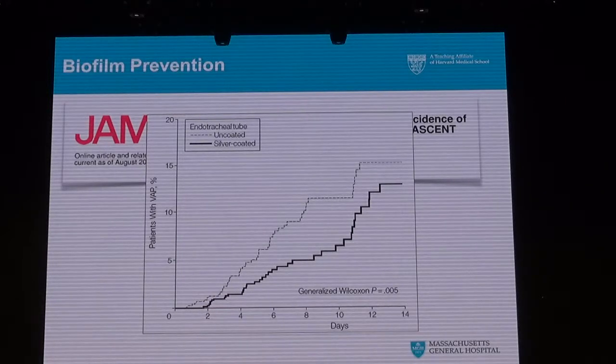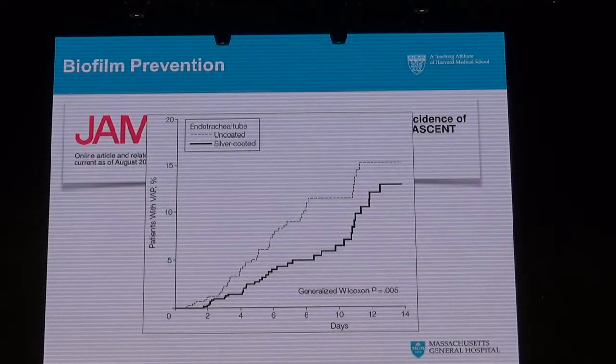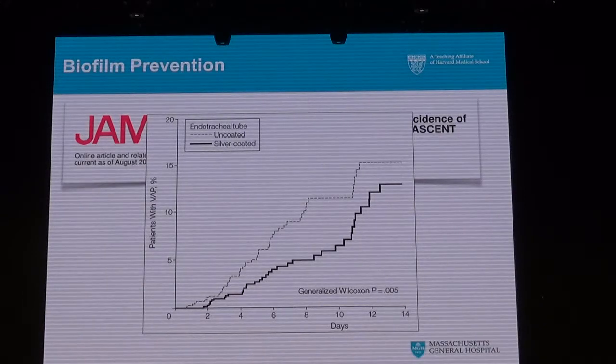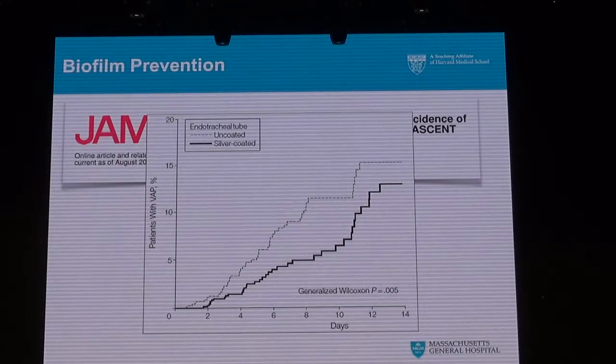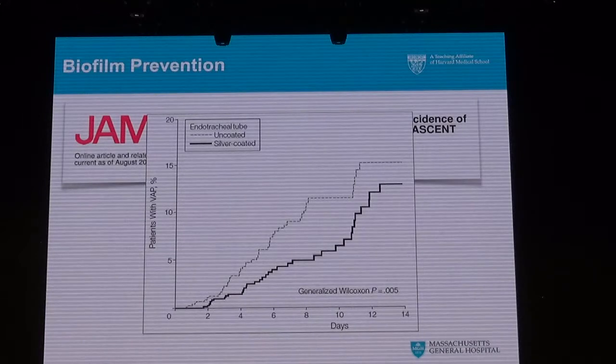However, it was not really a reduction. As you can see from the shape of the curve, it was just a delay. Because in the thick black curve, what you see is that there is just a delay of ventilator-associated pneumonia events over time, but overall, if you go by days, eventually there will be similar rates of infections. And that is explained by the fact that the silver, like any other coatings that are now available on the market, just prevents bacteria from adhering to the surface for a short period of time.